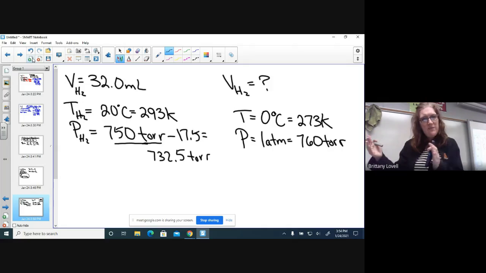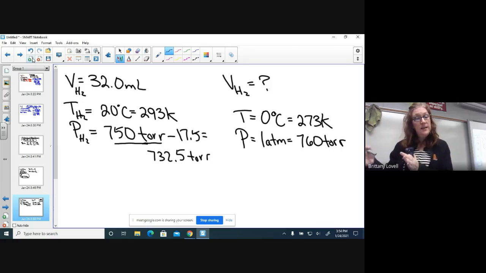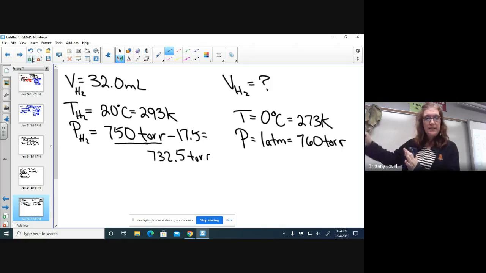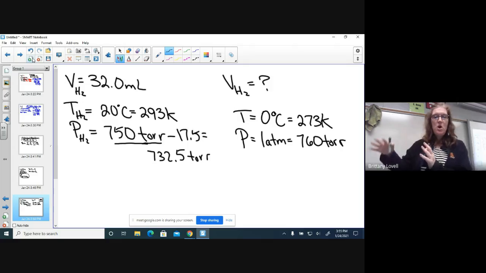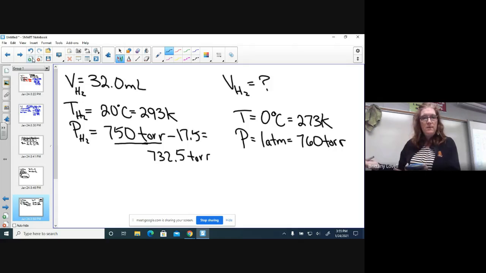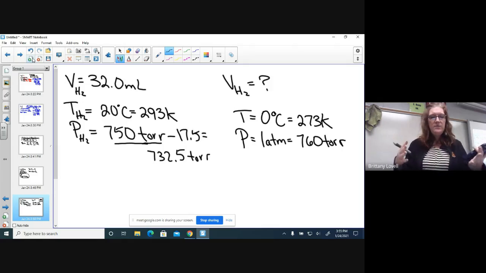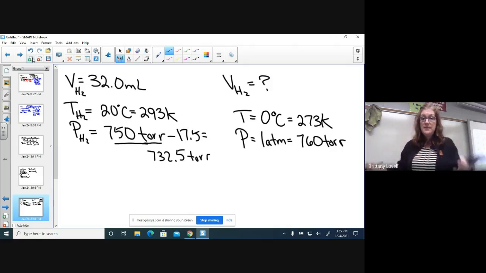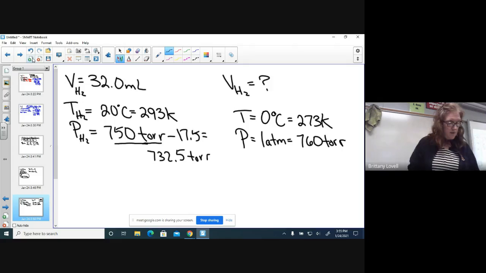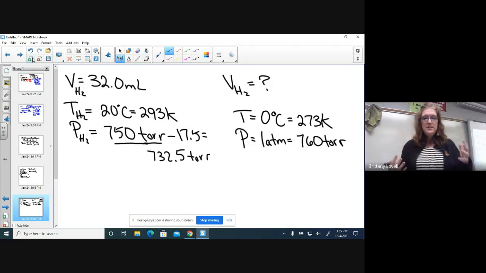Now, why don't we have to do that to the other side? Because they're telling you it's a dry gas. They're not collecting this other side of information over water. So you don't have to worry about water vapor pressure on the other side of that problem. Okay? You only have to get rid of it if they mention, hey, this is the gas collected over water. So the pressure caused from just the hydrogen gas is 732.5 torr.